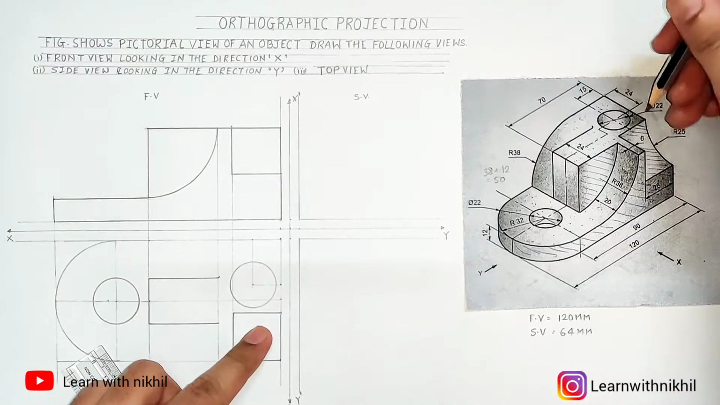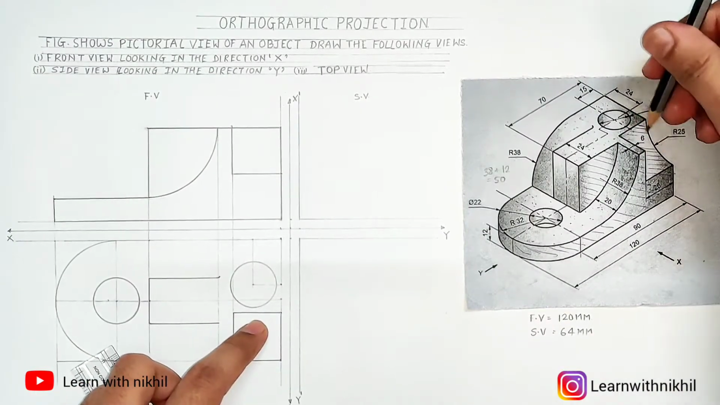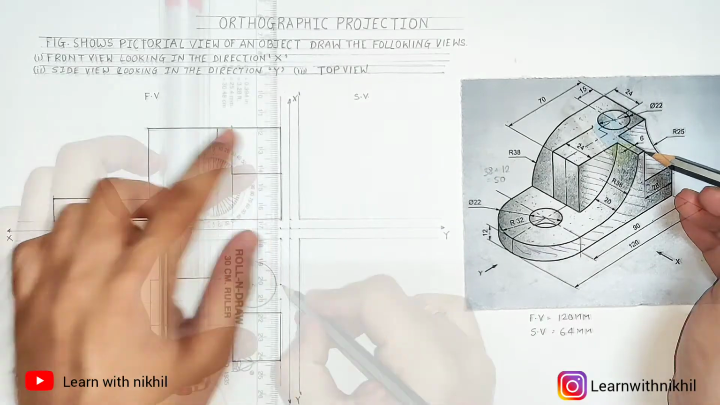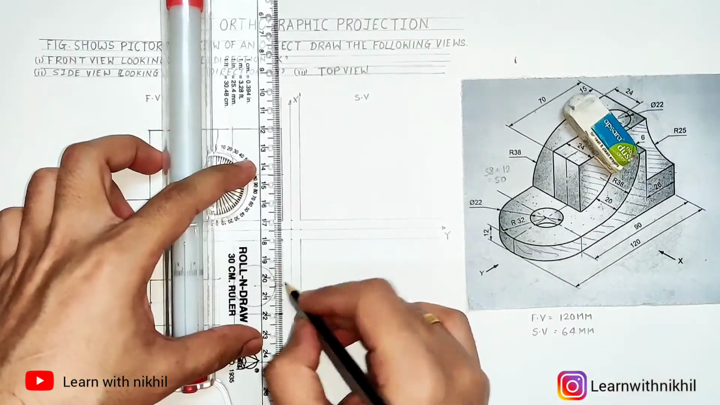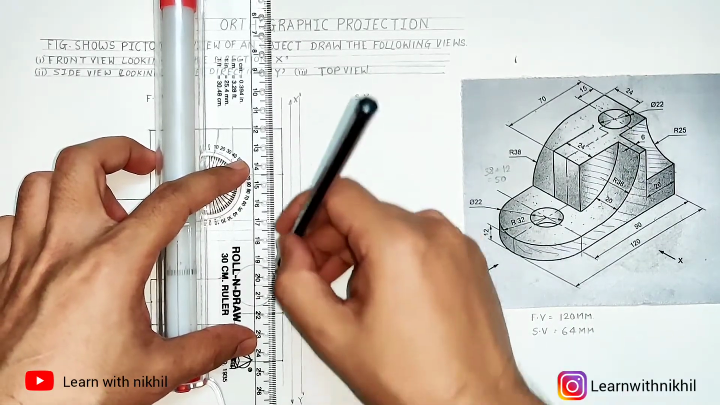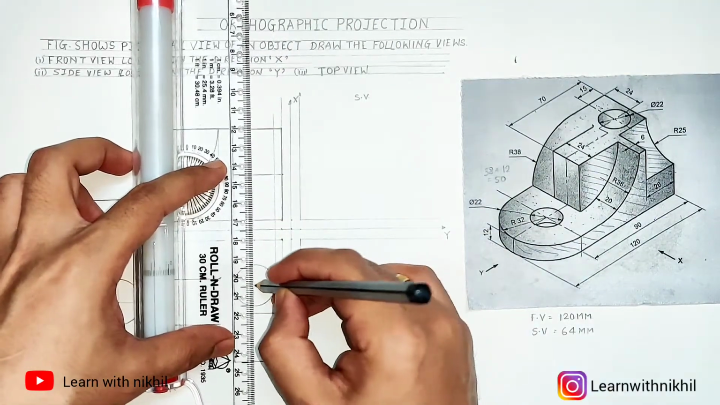And looking from the top view, it looks like a rectangle. And from the front view also, it looks like a rectangle, and this is that. Now we'll take the projection of this circle to the front view, as the circle is hidden in the front view.